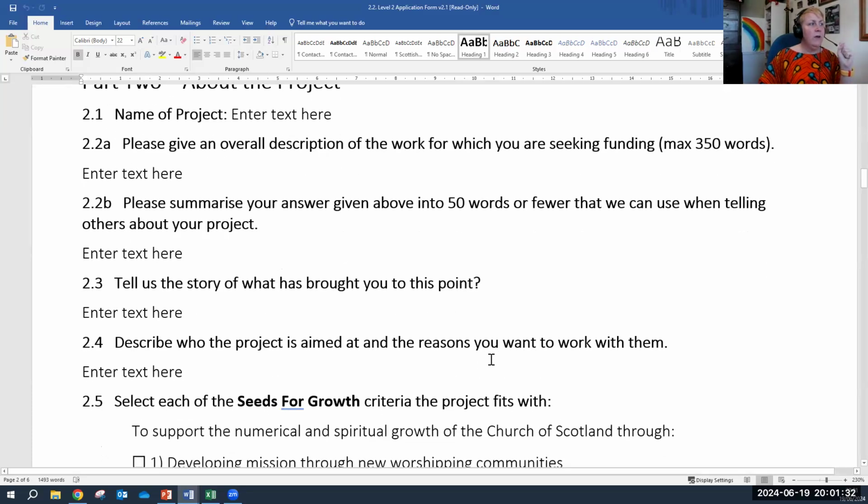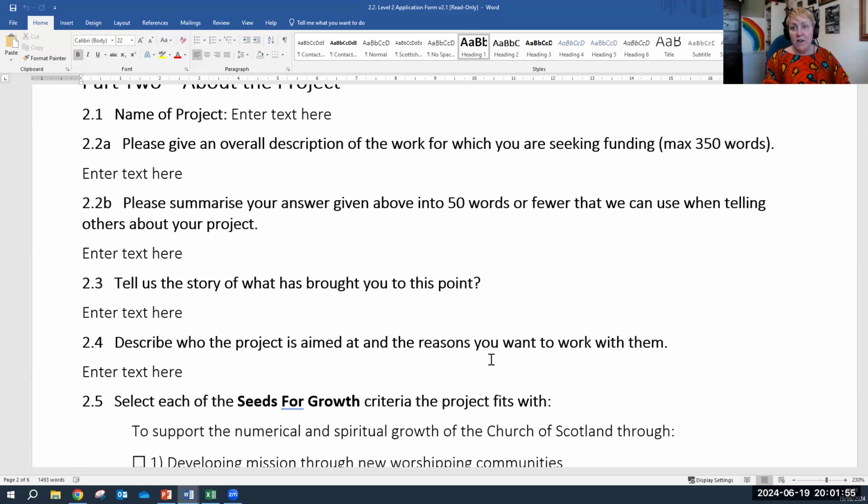Tell us the story of what has brought you to this point. Obviously, the more we know about you, the more we understand you, understand your heart, understand how you've got to where you are. That's just better all round. So there has been, I'm sure, a journey for you to get to the point of applying for funding up to £10,000. So what is that journey?